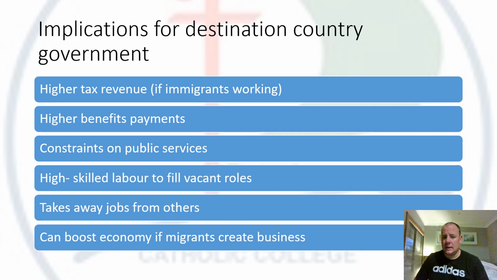Okay, now the implications for the destination country government. They get higher tax revenue if immigrants are working, so that's really good. Higher benefits payments, constraint on public services, high skilled labour to fill vacant roles and take away jobs from others, can boost the economy if migrants create businesses. So for a destination country to really improve those economic impacts, we've got to look at those implications, because when we've got lots of people coming in, working, we have to manage it right, so the destination country can benefit as much as it can, as well as not exploiting those new migrants.